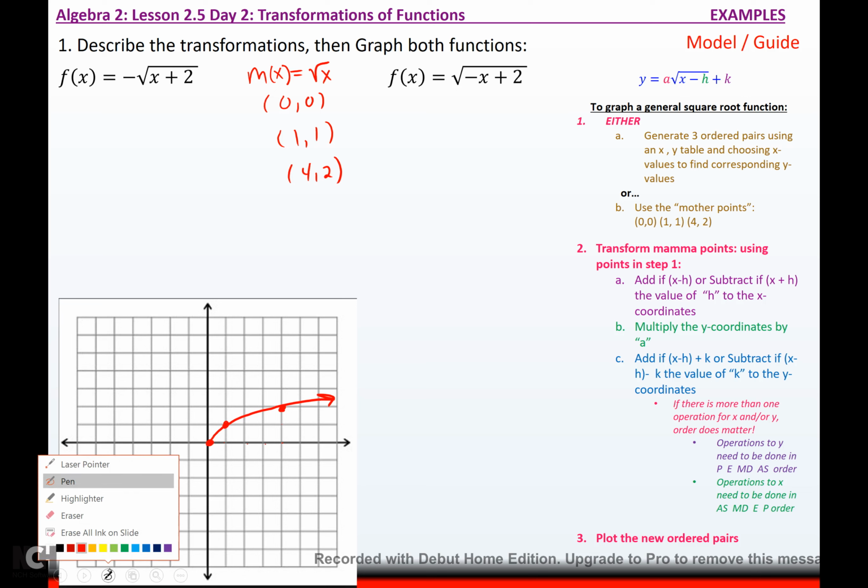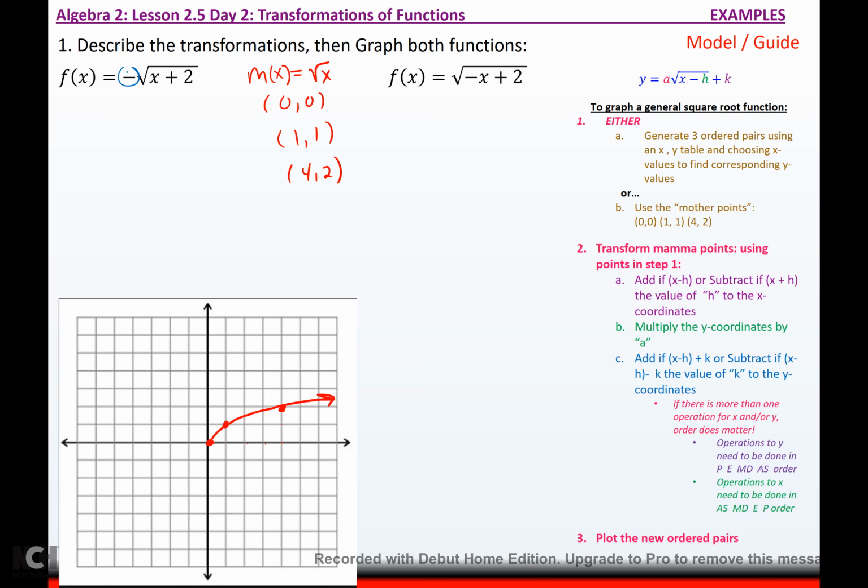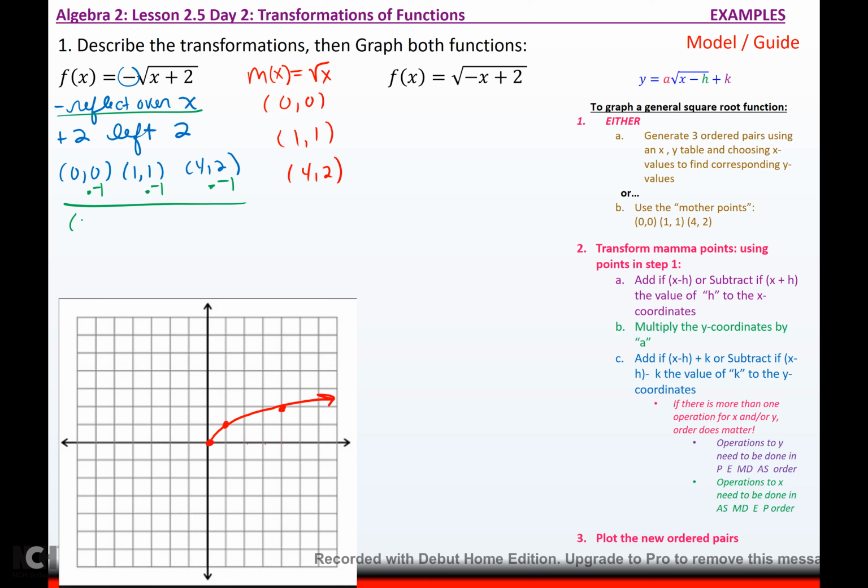So let's look at our first function. This negative on the outside is going to reflect over x. The positive 2 on the inside is going to make it go left 2. Mathematically, I'm going to take my ordered pairs, (0, 0), (1, 1), (4, 2), and do the math. The negative on the outside means I multiply the y's by negative 1. Which gives me (0, 0) still, (1, -1), (4, -2), and I've done that.